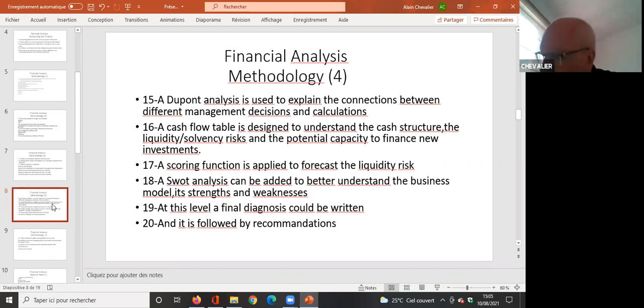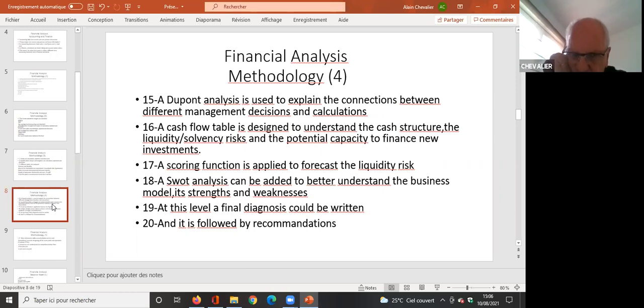If you have a high debt equity level, what are the consequences on the liquidity risk and solvency risk? And we can get at least the first element of analysis using a series and connection between different ratios.